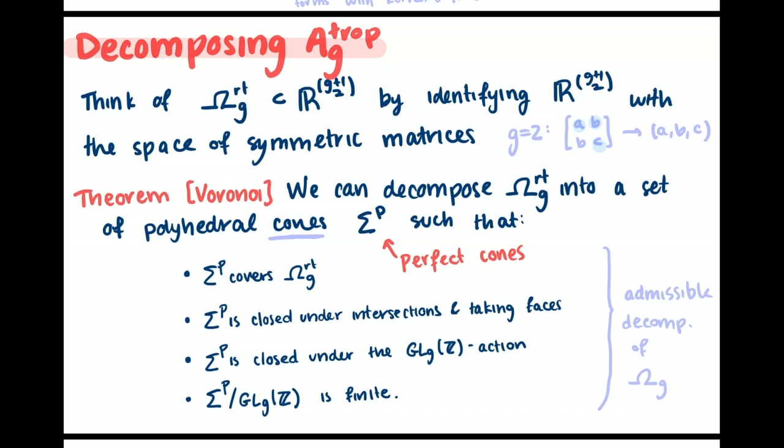Okay, just one side note. If you have a set of cones that satisfies those properties, it's called an admissible decomposition of Omega_g. And there are more known admissible decompositions than just the perfect cone decomposition. But the perfect cones were advantageous to us computationally because there's fewer of them than in other decompositions.